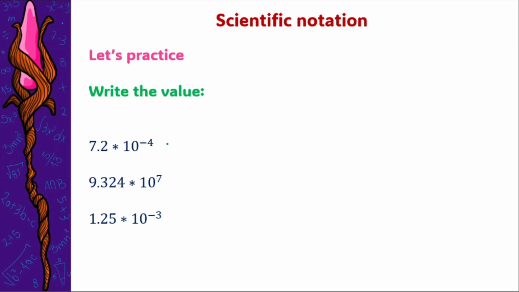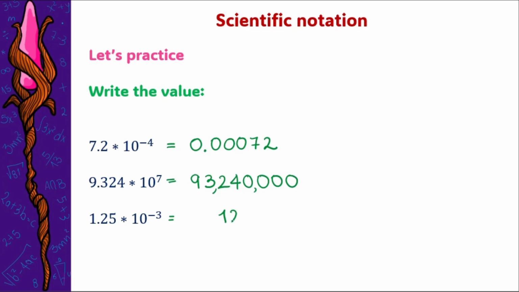Okay, let's check these ones. So we need to move the decimal point 4 places, so 0.00072. Let's check this one. We need to move it to the right 7 places. 1, 2, 3, 4, 5, 6, 7. 7 places. So the number is 93,240,000.